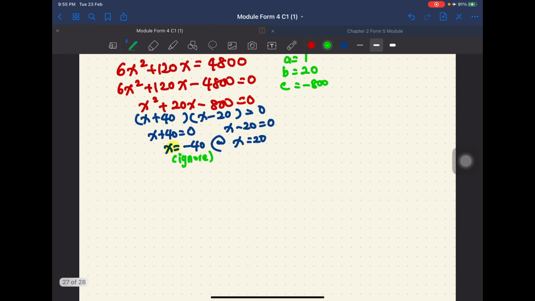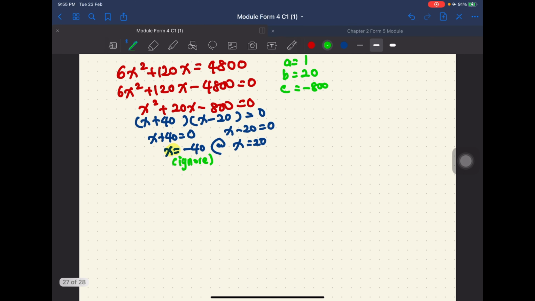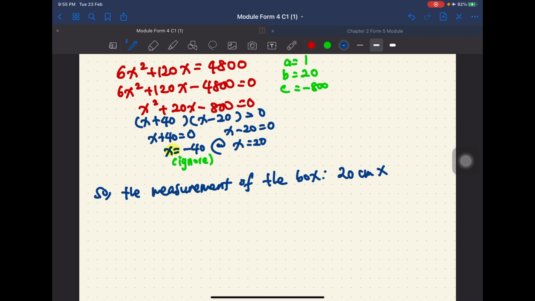So, daripada jawapan ini, boleh tak kita dapatkan dimension of the box? So, okay, the measurement of the box is actually 20 cm by 20 cm dan tinggi dia 30 lebih daripada length of the base kan. So 20 tambah 30, 50 cm. Okay, so itu adalah dimension of kita punya box.